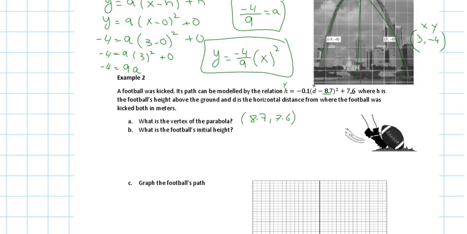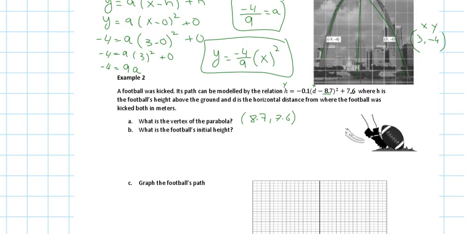So what does that mean? What do the 8.7 and 7.6 mean? What do they represent in this scenario? The vertex. But when I'm thinking about the real life scenario, what does that represent?